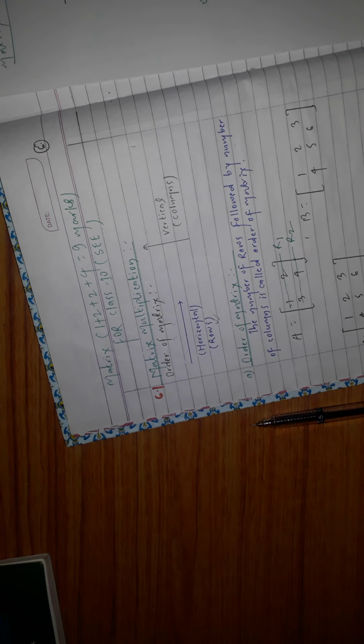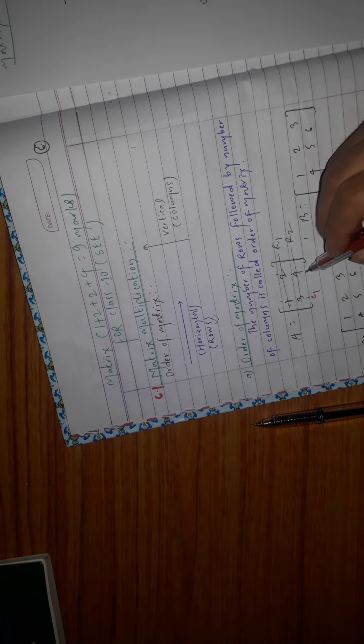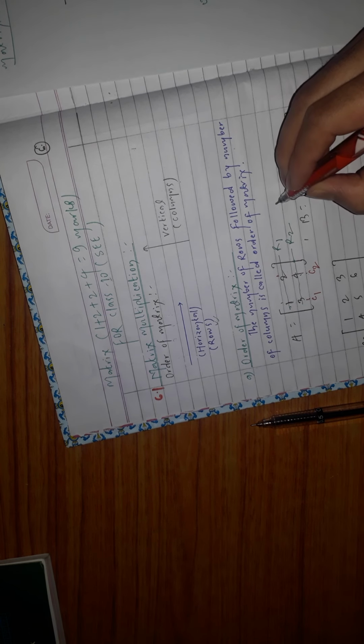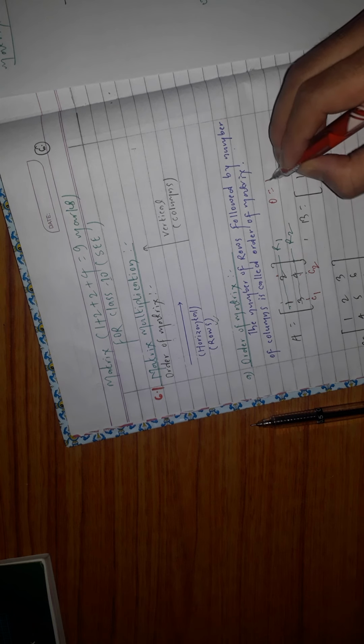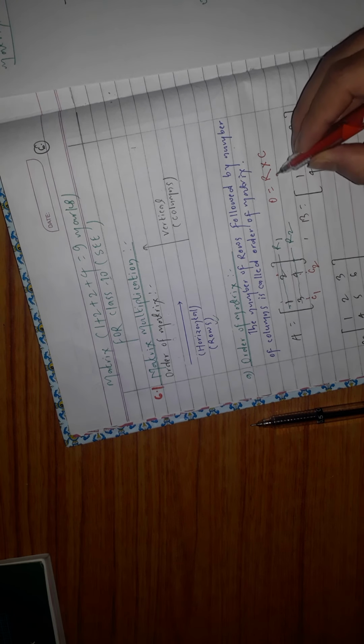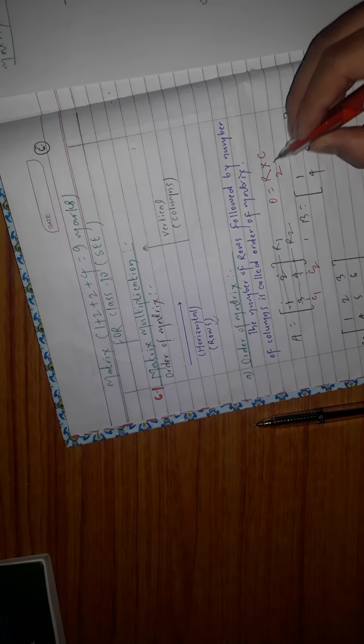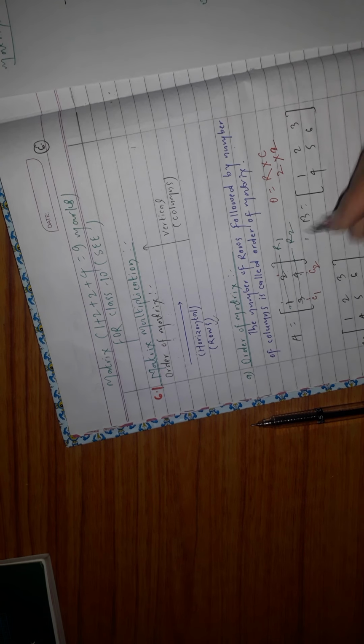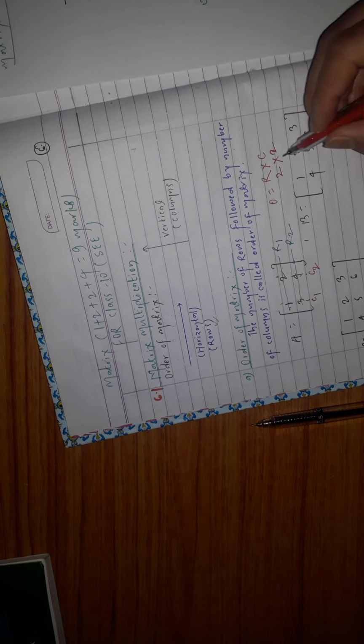Now let's talk about the vertical lines. How many vertical lines are there? This is 1, C1, and this is the second. So what is the order of the matrix? The order of the matrix will be rows followed by columns. How many rows are there? 2 rows. And how many columns are there? 2 columns. So the order of this matrix is 2 by 2.